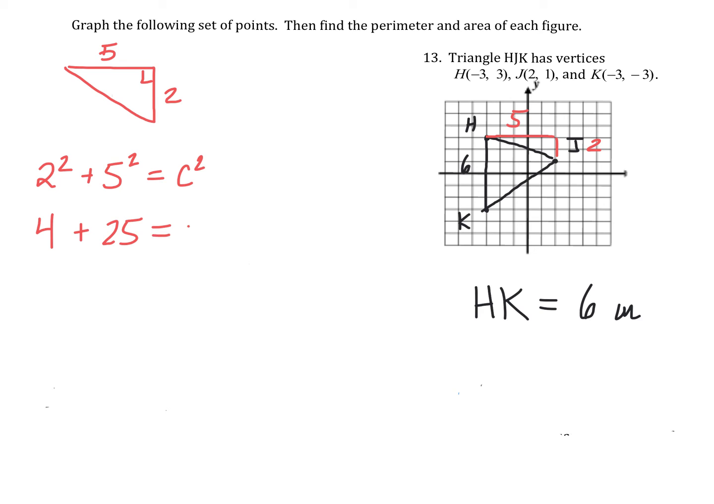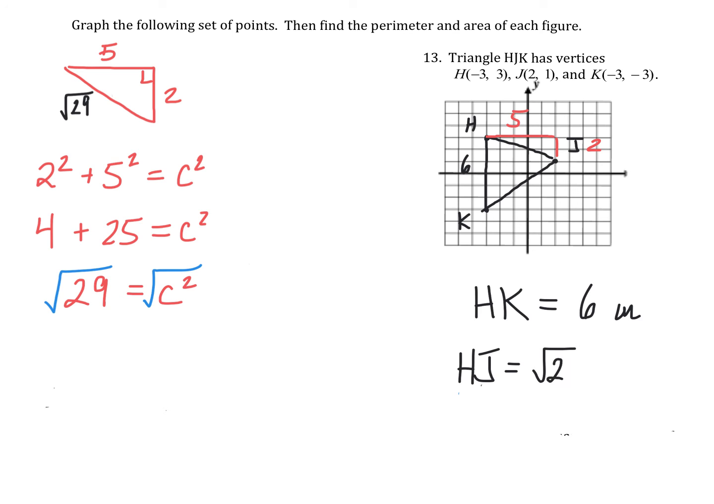Now, for number 12, I ended up with the Pythagorean triples. It doesn't look like that's going to happen in this case. So after I take the square root of c squared, I'm going to end up with the square root of 29. So for HJ, we have square root of 29.